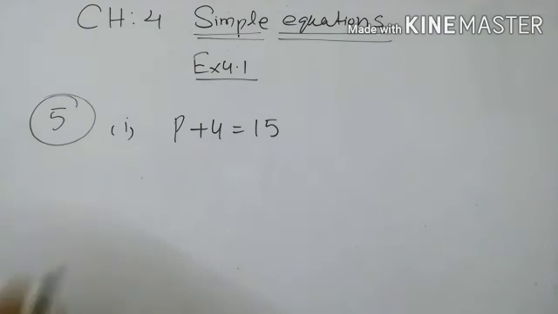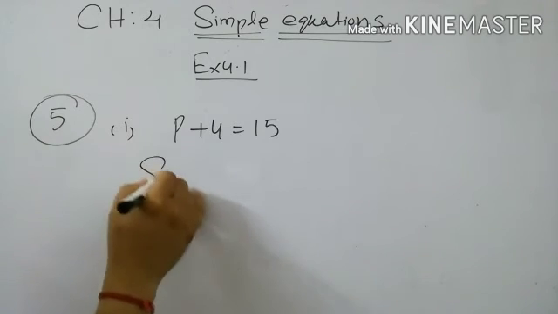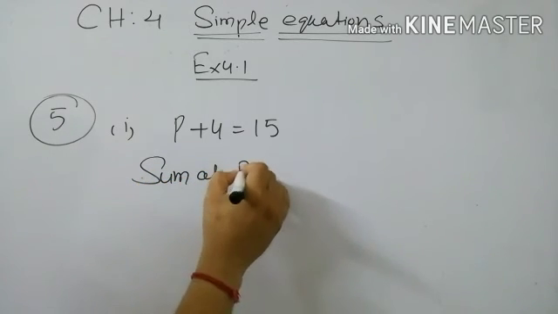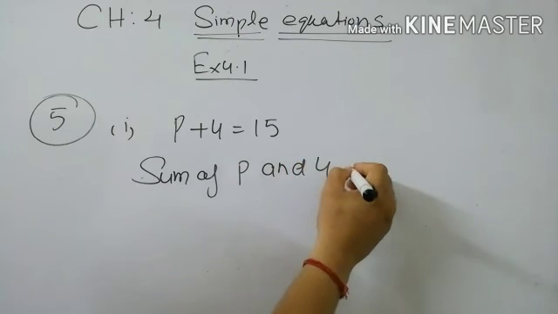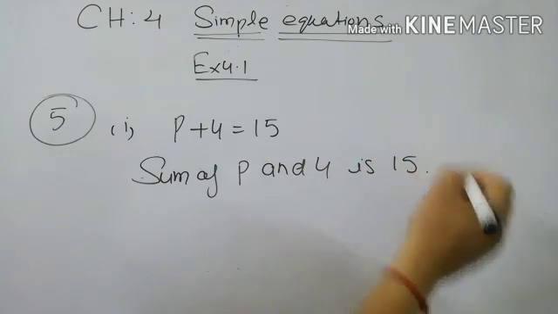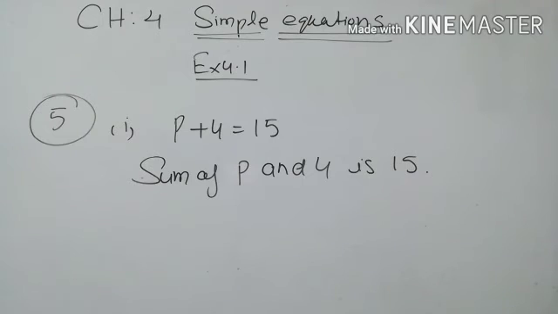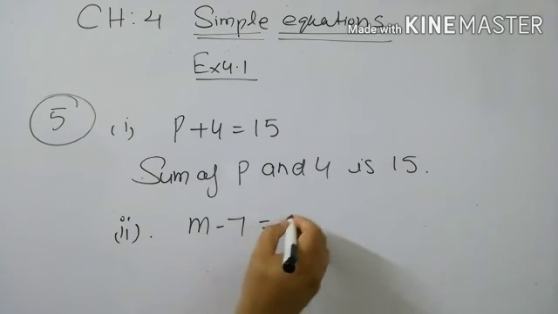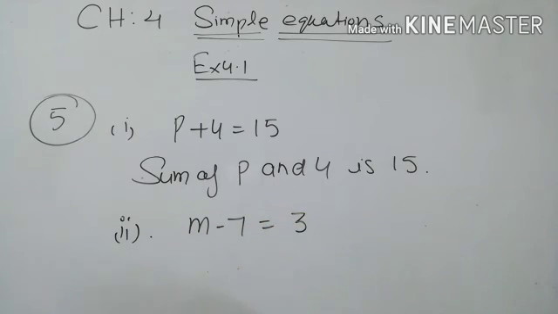There is a plus sign, so it is a sum, and whose sum? p and 4. And what is the answer? 15. So we can write: the sum of p and 4 is 15. That was question 1. Now the second part, m minus 7 equal to 3. Write the statement for this.